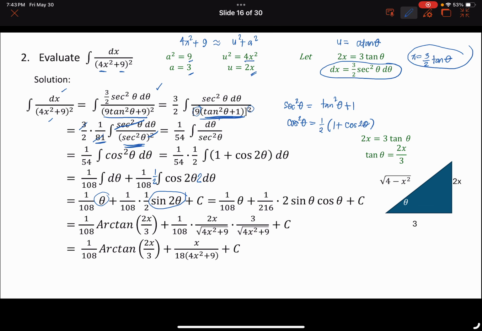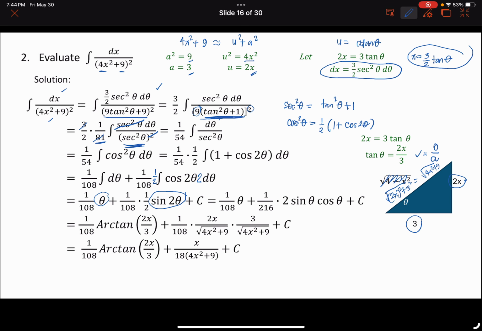Now we go back to the original triangle. 2x is equal to 3 tangent theta, and tangent theta there is 2x over 3. Tangent is opposite over adjacent. The opposite side would be 2x and the adjacent side would be 3. The hypotenuse would now be, this is wrong. So the hypotenuse would be square root of 2x quantity squared plus 3 squared. So square root of 4x squared plus 9.